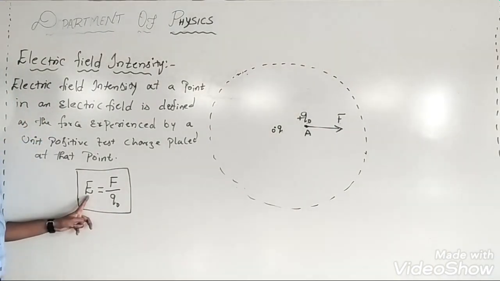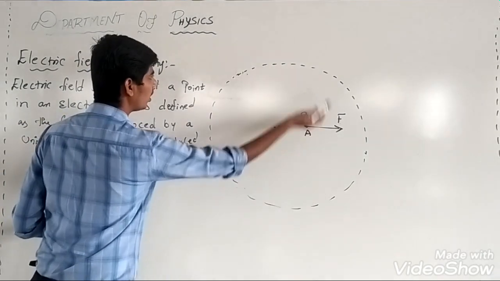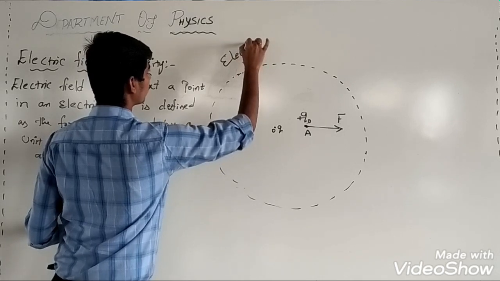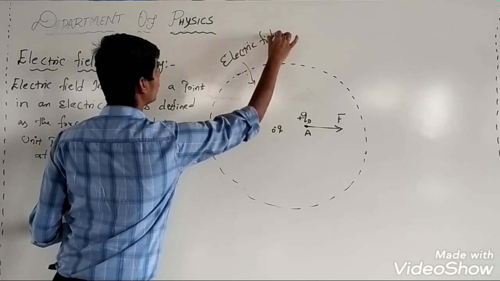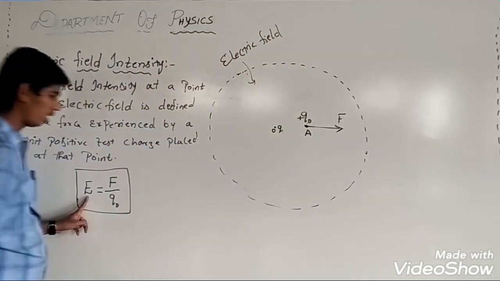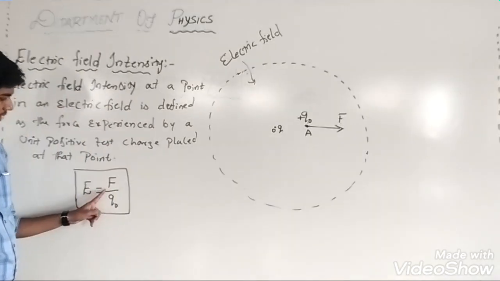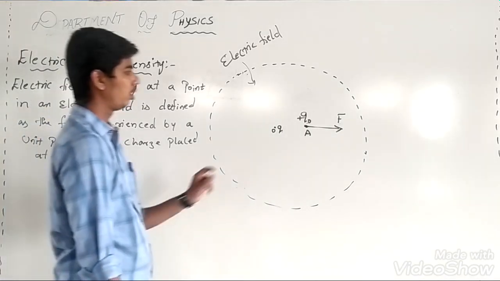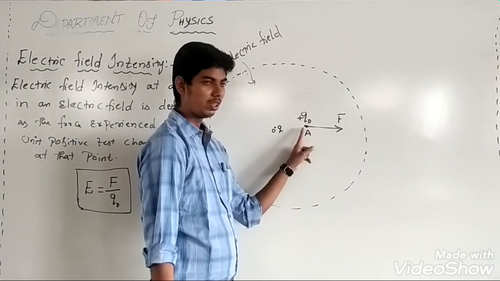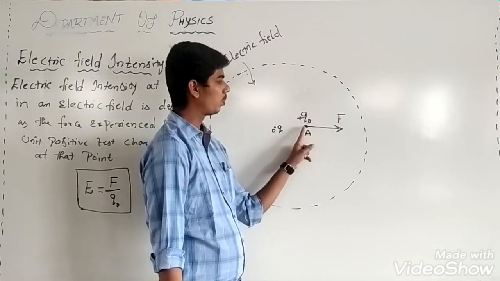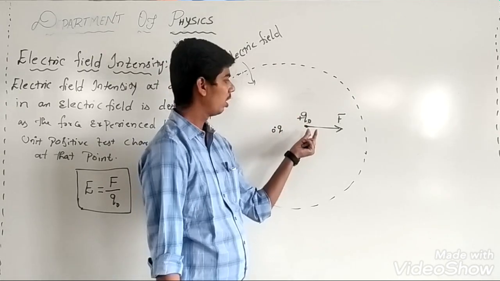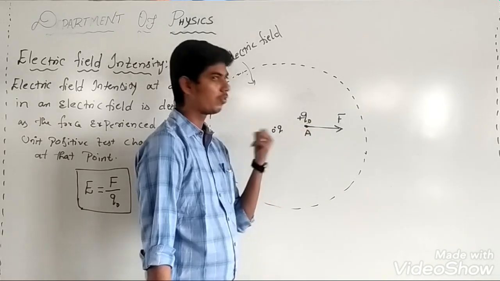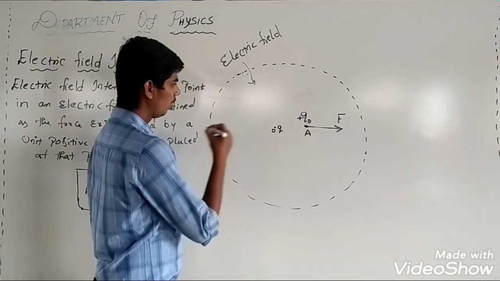So, electric field intensity at any point in the electric field is defined as force experienced by unit positive test charge placed at that point. The more the force experienced by the test charge placed at this point, the more the electric field intensity. The less the force experienced by the test charge placed at that point, the less will be the electric field intensity.